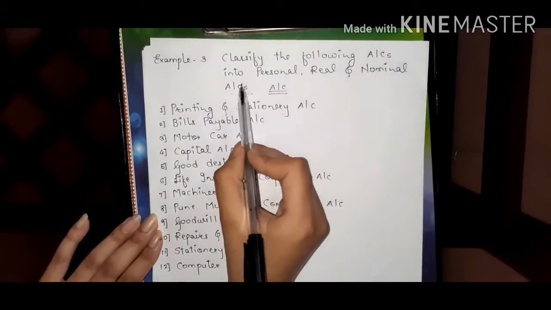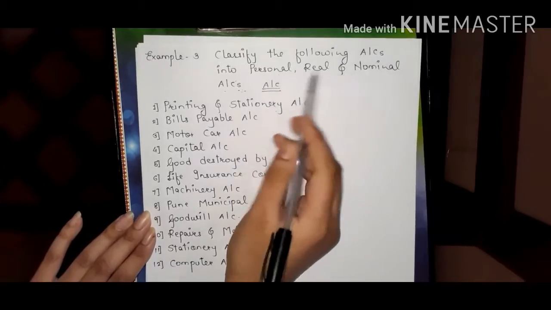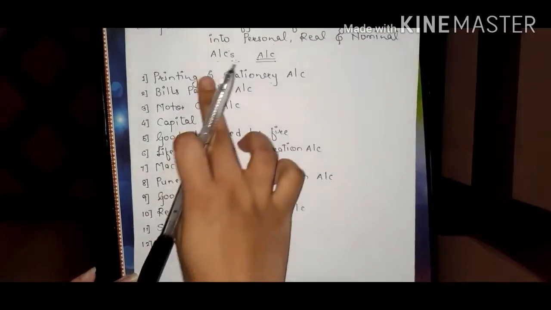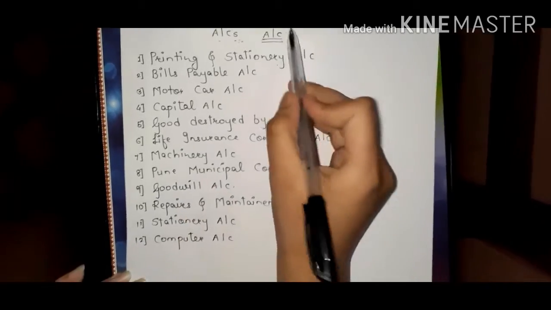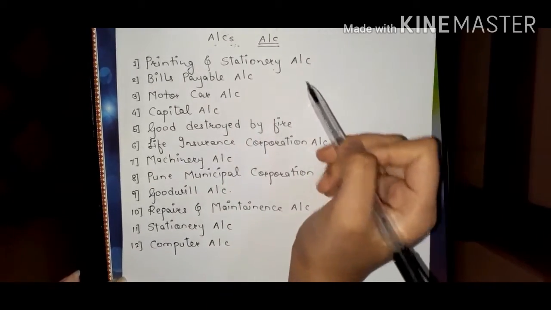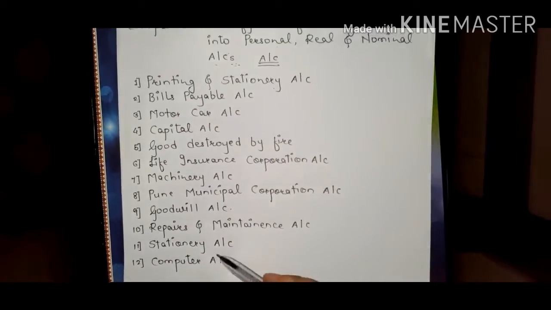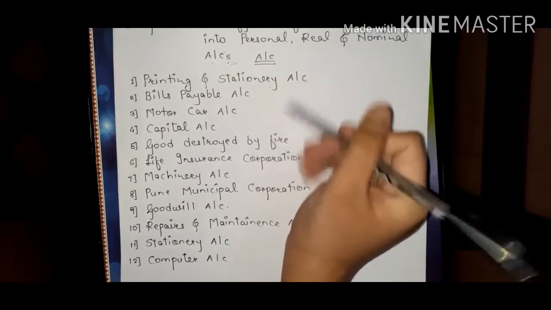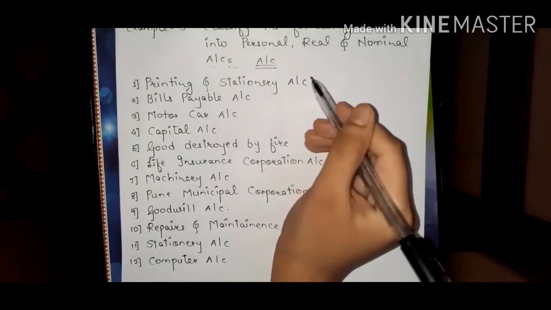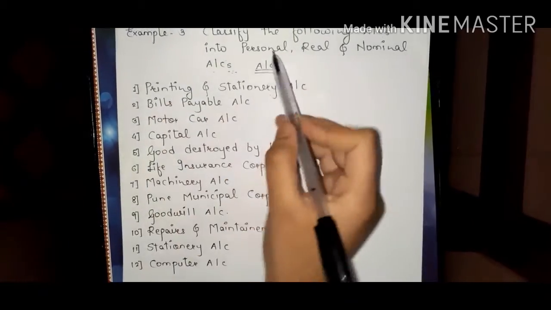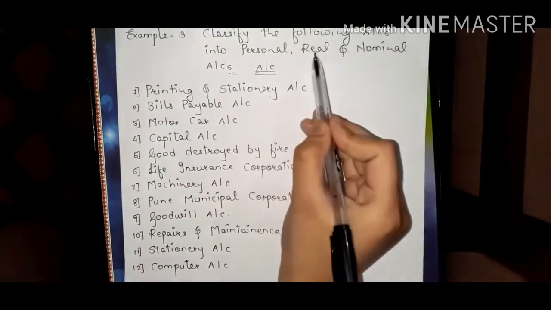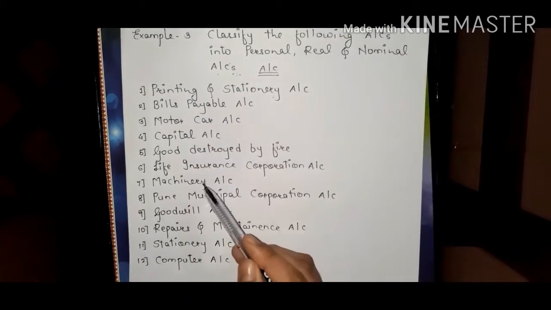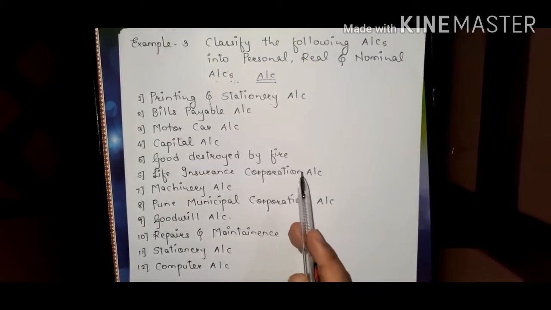Classify the following accounts into personal, real and nominal accounts. Okay, we got this question. Now these are 12 accounts. We have to classify them into these three accounts. Which items are categorized in these three accounts? We have to make a table and write down in one column personal, another real and another nominal, and find out where these items are categorized.